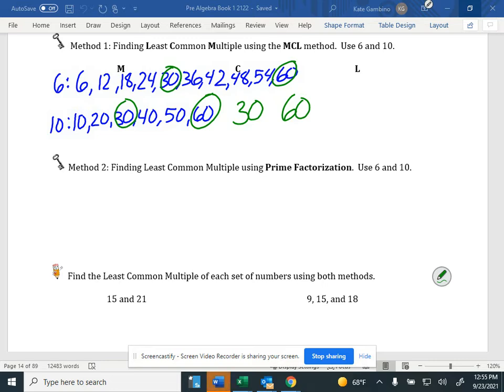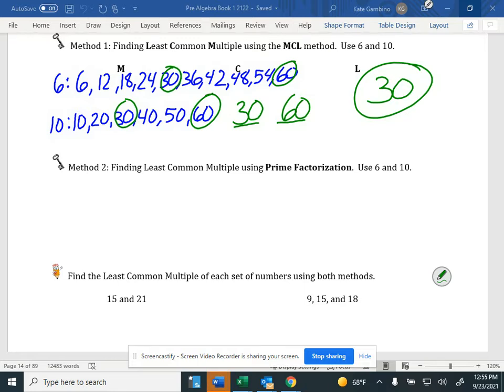So that's what the C is. What do they have in common? Our L is which one is the least, the smallest multiple. Which one is the least? For both, we're comparing them both. 6 and then 10. These are our multiples. 30 and 60 are the common ones. Which is the least common multiple? 30 is that smallest one. So our least common multiple between 6 and 10 would be 30.